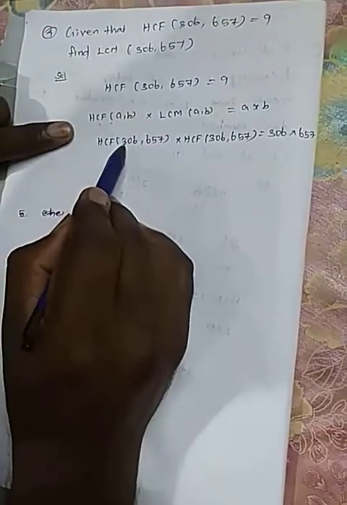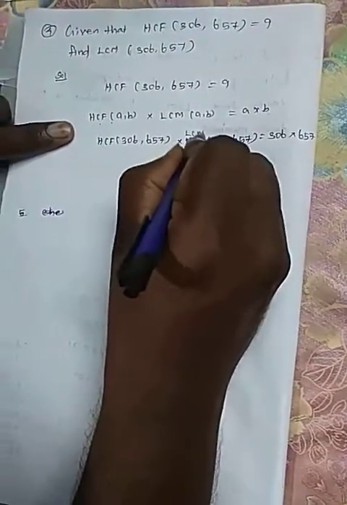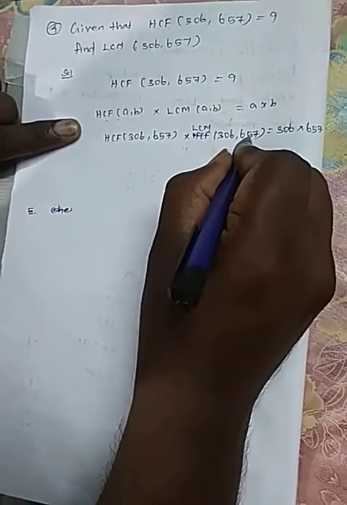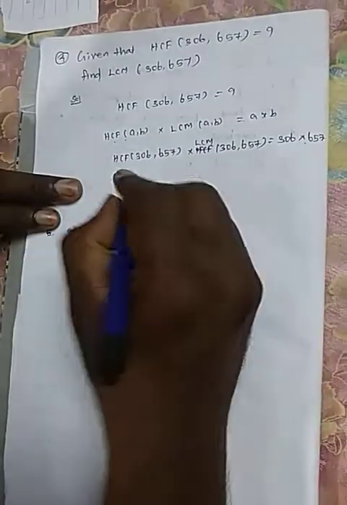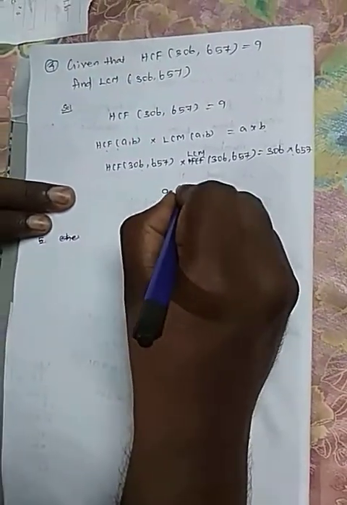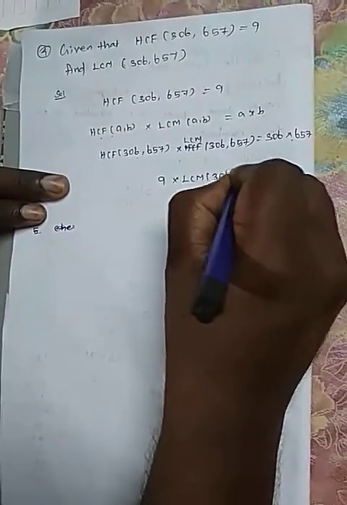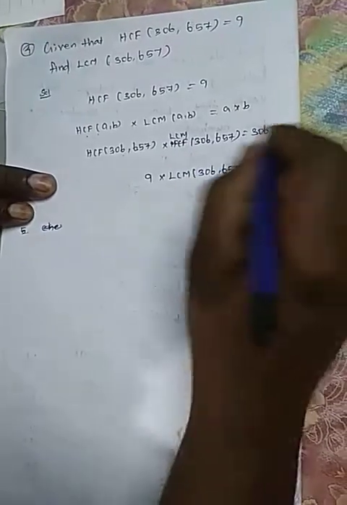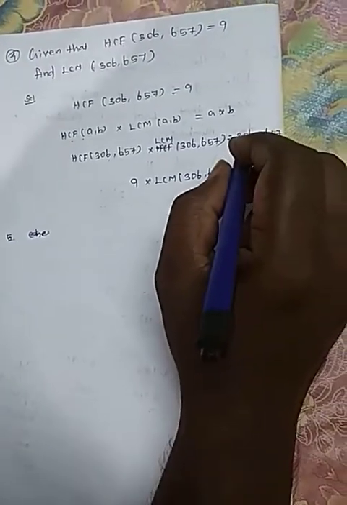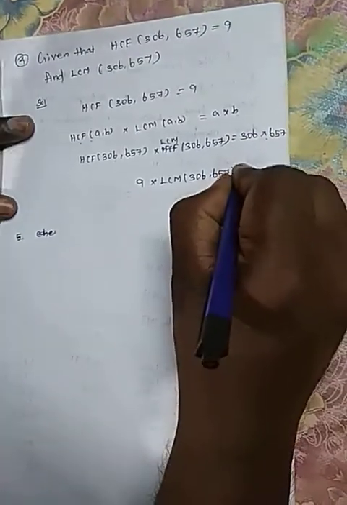So the LCM of 306 and 657 is equal to the product of the two numbers. What are the two numbers? 306 and 657. So 306 into 657. Now apply the known values. HCF is given. What is it? 9. LCM you don't know, you want to find. So write LCM of 306 and 657. It is equal to the product of the two numbers, 306 into 657. You multiply it. Okay, now I will write the answer.